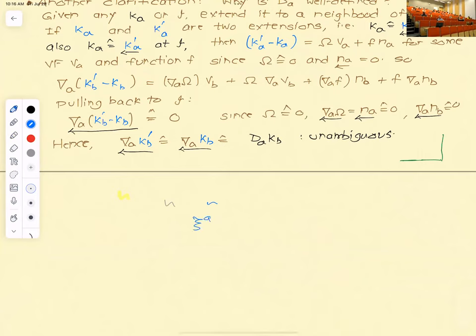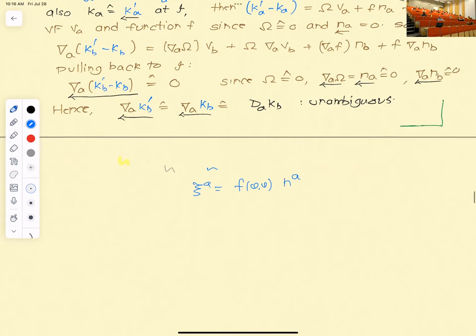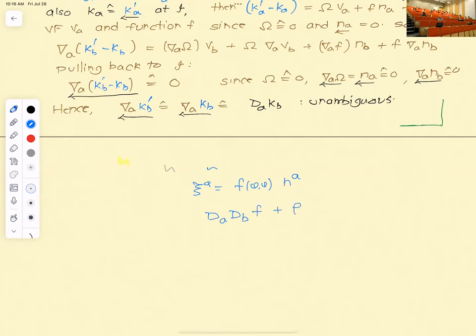So a supertranslation is generally given by f times n^a. And the question is, what is the characterization of a translation? There may be some slight factors not correct, but it is going to be something like this plus f times rho_AB equal to zero. So this does not refer to a boundary frame.